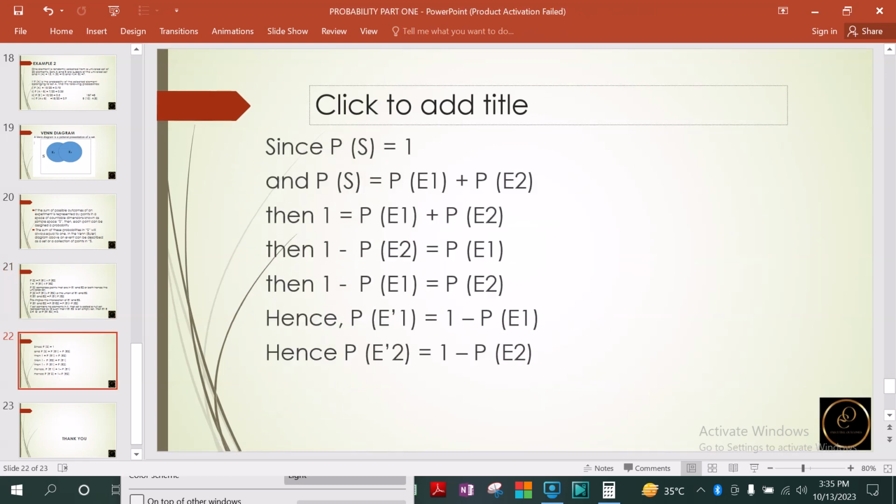Okay, so following from those statements, we can sum up to say the probability of the sample space is always equal to 1, and the probability of the sample space is equal to the sum of the probabilities of the individual events. So probability of event 1 plus probability of event 2 equals 1. Then it follows that the probability of event 1 is equal to 1 minus the probability of event 2. Okay, so that's what it is.